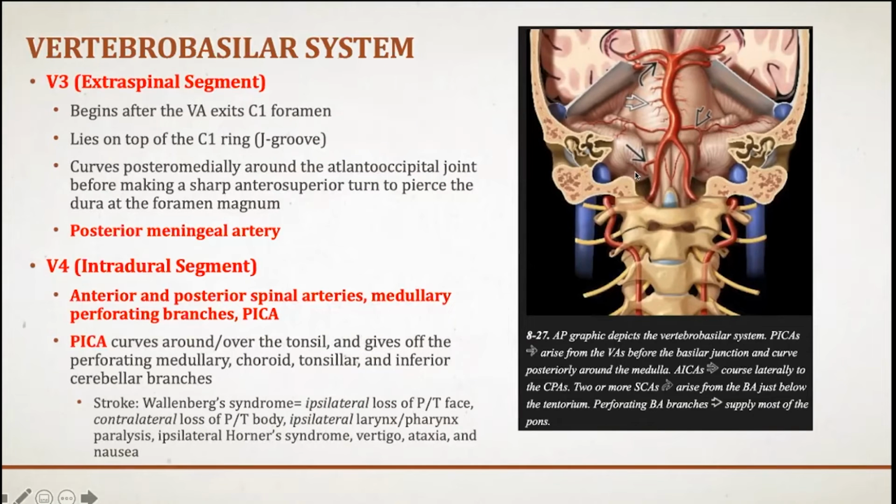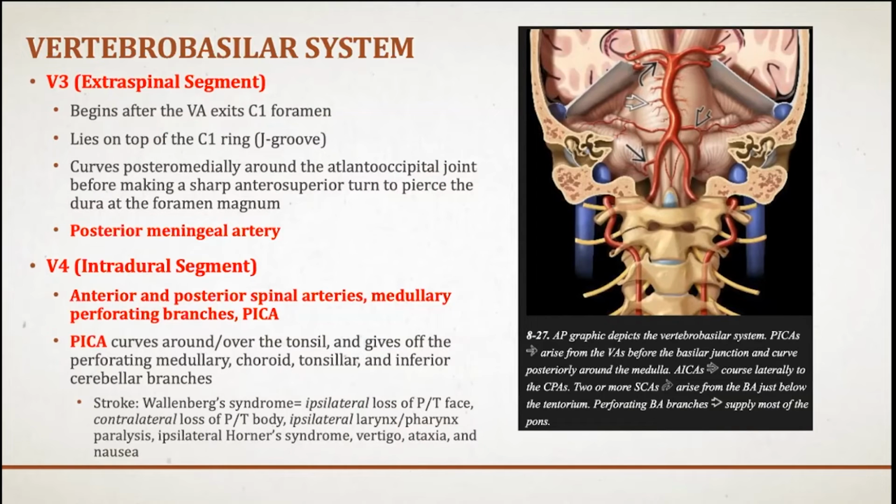The PICA curves around the tonsil of the cerebellum, and it gives off the perforating medullary, choroid, tonsillar, and inferior cerebellar branches. So a PICA stroke, you probably already learned in medical school, or if some of you are going to medical school, you learn this, causes Wallenberg syndrome.